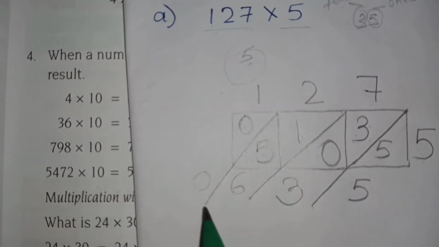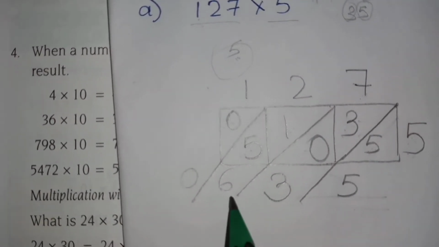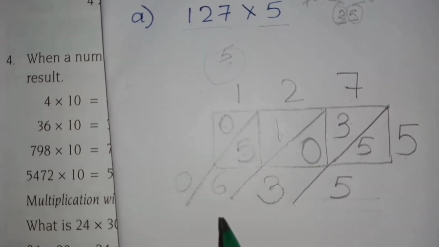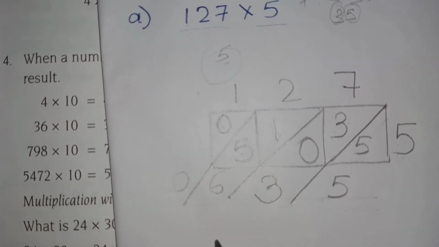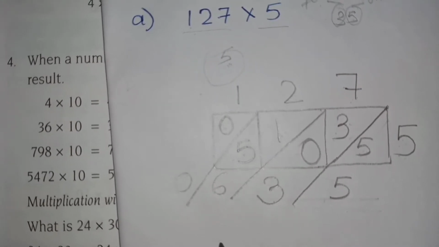So we got the answer. See, what is the answer? 635. The 0 in front, no need to read, it has no value in front of the number. So what is the answer?